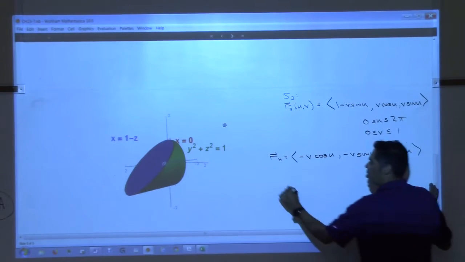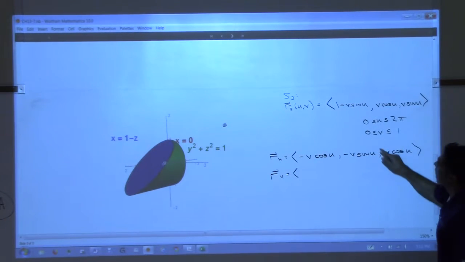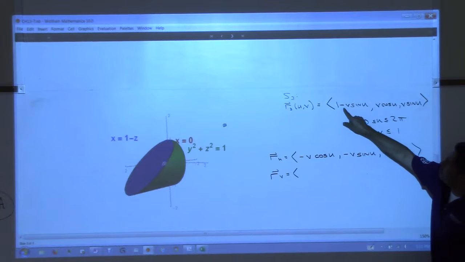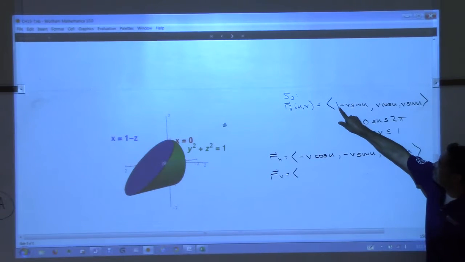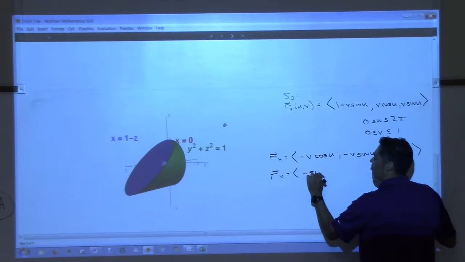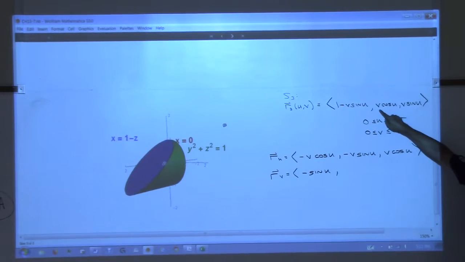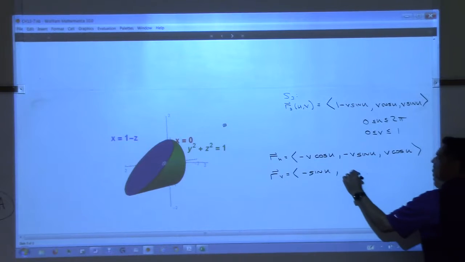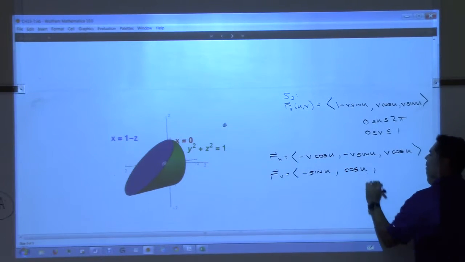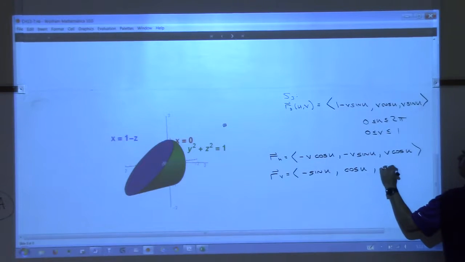Now the partial of r with respect to v. So this time sine of u is like a constant. That derivative is going to go to 0. So what do we get here? Just minus sine u. Okay, derivative of this, v is like a constant. So I'm sorry, u is like a constant. So that's a constant. So just cosine u. And then finally, sine u.